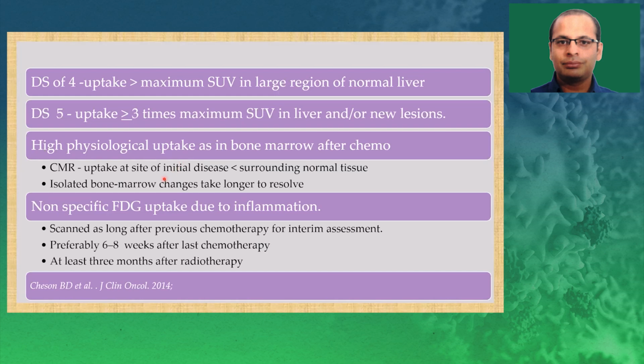Last, this is important, that FDG uptake occurs due to inflammation. This is widely known, and infections. So whenever you are doing an interim assessment with PET, just try to do it before you give the next cycle of chemotherapy. For the end of treatment PET, around a 6-week interval should elapse. And if you have given radiotherapy, in which scarring and inflammation are more likely to happen, do the end of treatment PET after around 3 months of therapy.